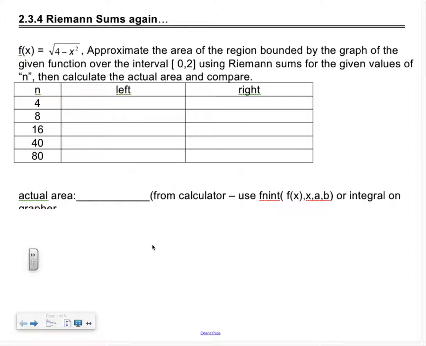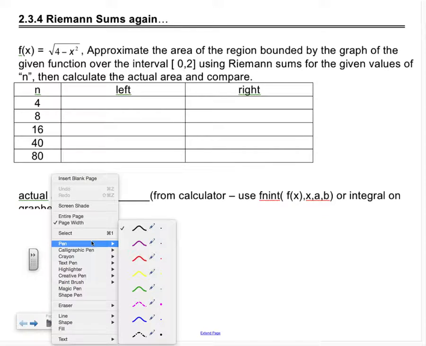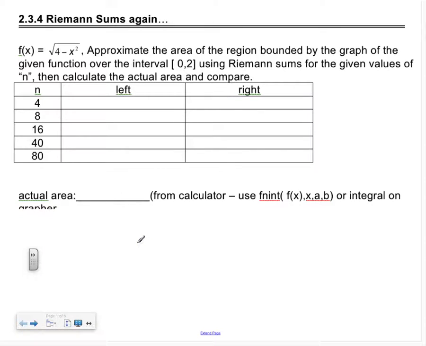All right, so the square root of 4 minus x squared, let's see, that looks something like this. I'm not going to do these by hand. What I'm going to do is show you a nice out. All right, so 4 minus x squared looks something like that. And I'm going to integrate from 0 to 2, so here's 2. And first they want me to do 4 subintervals.